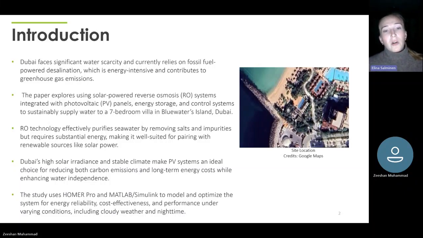In this study, we use Homer Pro and MATLAB/Simulink to model and optimize the system for energy reliability, cost effectiveness, and performance under varying conditions, including cloudy weather and nighttime.